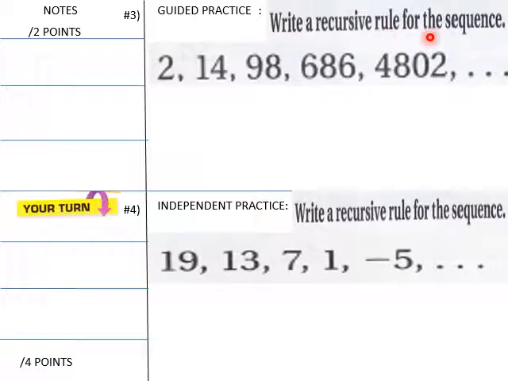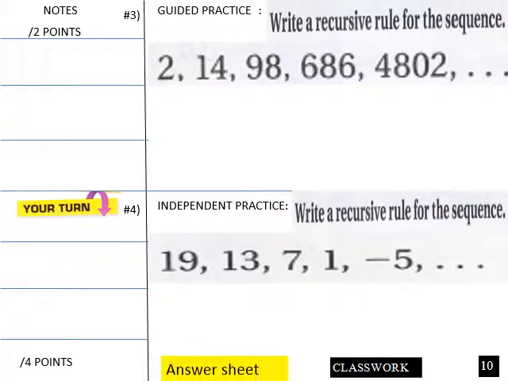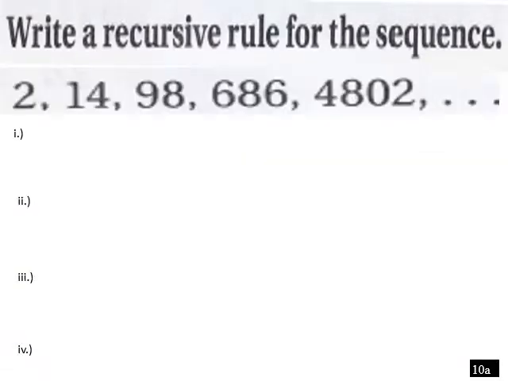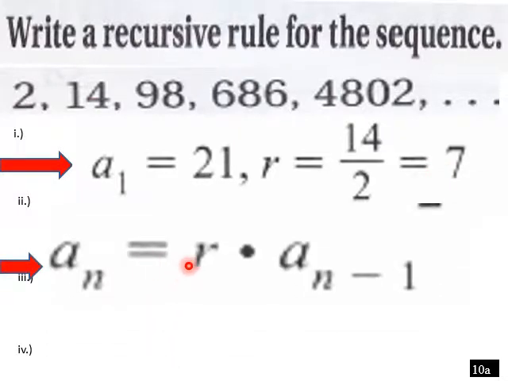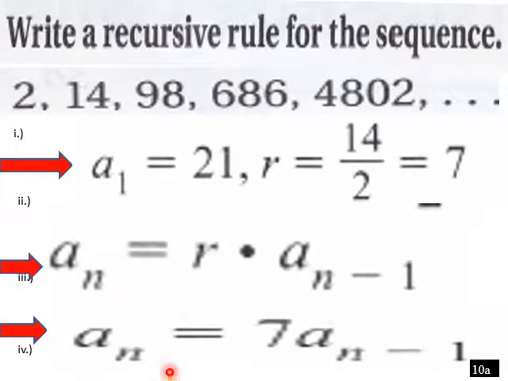Okay, our guided practice, write a recursive rule for the sequence. Students, this one is on you. Okay, for the guided practice, here's our sequence. a sub 1 equals 21. And then r equals 14 over 2, which equals 7. So we plug in now. a sub n equals 7 times a sub n minus 1 for this one.